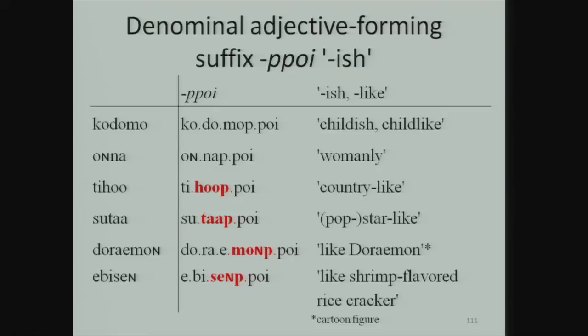Another case where a super heavy syllable is formed is by the suffix poi, P-P-O-I, geminated P, attaching to nouns like kodomo, child, kodomo poi, childish. So because it's a geminate P, we get a heavy syllable at the end, kodomo poi, or onna poi. But if the final syllable of the noun is heavy already, then we get the super heavy syllable, chiho poi, star poi, pop star like. Or the cartoon figure Doraemon with a nasal, we get also Doraemon poi with a super heavy syllable.